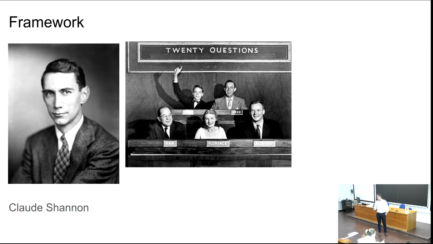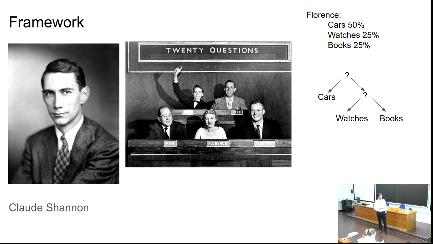For the sake of simplicity, let's assume that you are already familiar with Florence, and you know that Florence thinks mainly in three categories. She's half of the time thinking of cars, one-fourth of the time thinking of watches, and the rest of the time thinking of books. With that distribution, you can play the game in an optimal manner. Knowing this distribution, you should always start by asking if the word is a car, because half of the time you will win the game with just one question. The other times, so this is stochastic, Florence can be thinking of the other categories, and you will need to ask two questions.